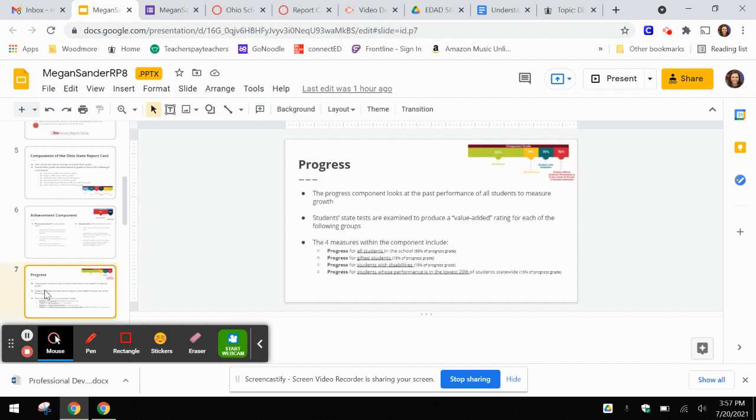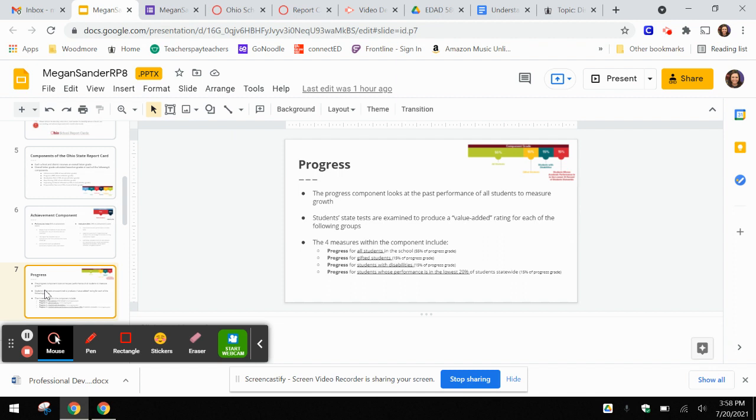The next is the progress component, and I know I mentioned value added before. So the progress component looks a lot at value added, and it is broken up into a few separate measures within the overarching progress component. So it looks at past performance of all students so that we're measuring our growth, and we know that value added is basically the growth that they're making each year. Student state tests are examined to produce a value added rating for each of the following groups. The first group is all students, and the progress of all students is 55% of the overall progress grade.